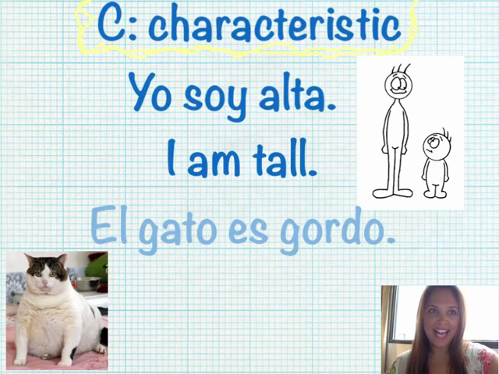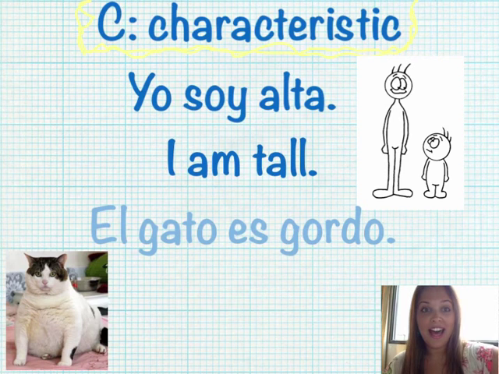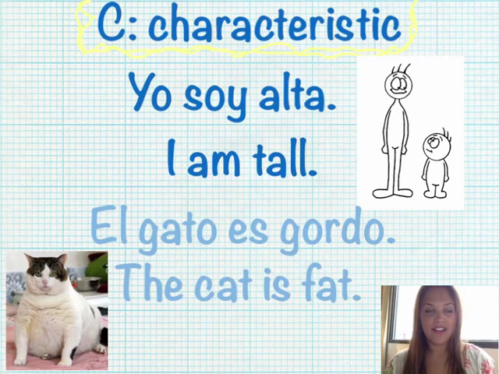There we go. I am tall. So I am describing myself. I am a tall person. El gato es gordo. The cat is fat. Okay? So that's describing him.